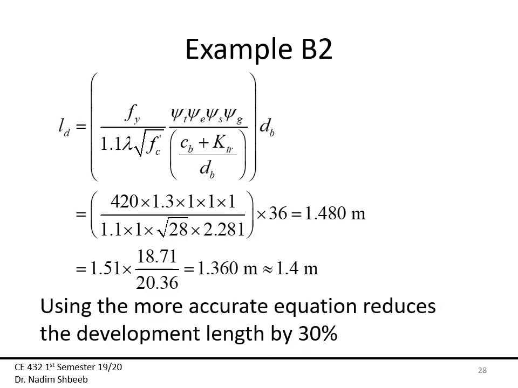So now plugging that all into the development length equations, I'm getting 1.48. Multiply that by the reduction factor, so this is 1.4. So here you can see the benefit: while we want to use the more involved equation and KTR calculations, it reduced my development length about 30%, and that's something.